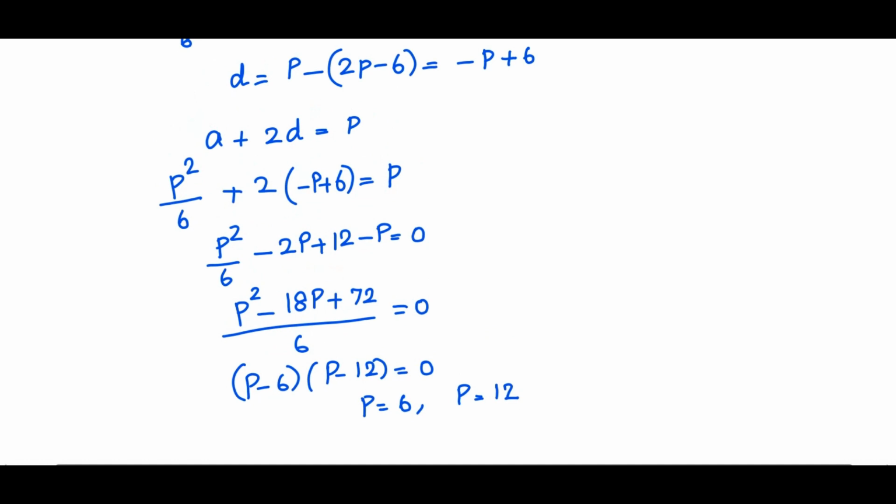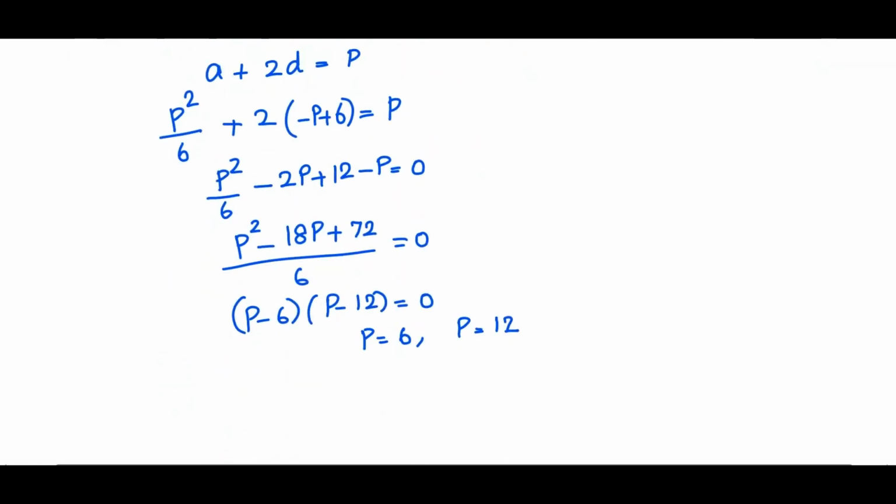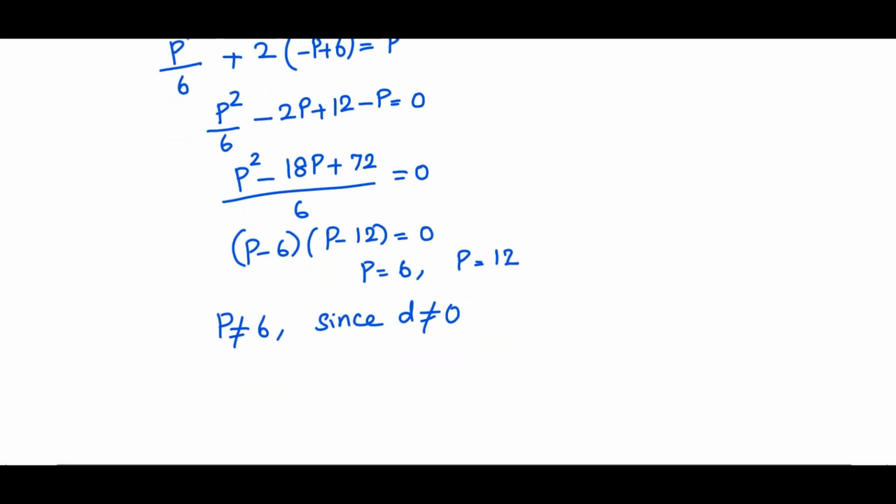When you substitute the value of P as 6 in finding D, we will get D value as 0. But it's given D is not equal to 0. So P cannot be 6 since D is not equal to 0. Okay. So we will take P value as 12 only.